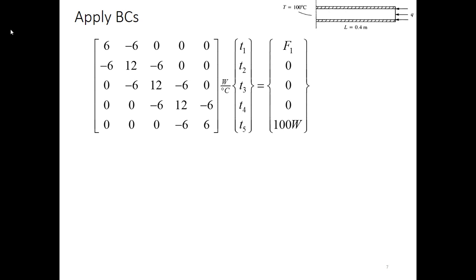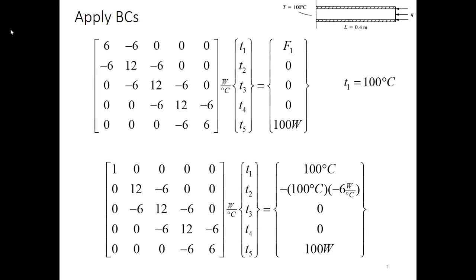Now that I have a fully assembled global conduction matrix and global load vector, I can apply my boundary conditions. There's just one in this case. T1 is equal to 100 degrees C. And note that this is a non-zero boundary condition. So if we apply the method that's used in FE codes, we're going to have to do some manipulation and changes of the matrix. Let me show you what I mean by that.